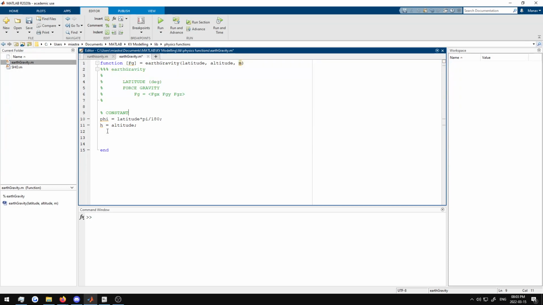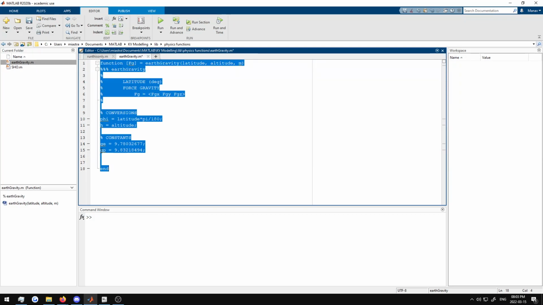Whoops, I guess these aren't really constants; they're more conversions. Going into the constants, it shouldn't be anything too crazy yet. We have gravity at the equator, which is 9.780326777. You might be wondering why that crazy amount of precision. I don't know, I just felt like it. You can use more or less depending on your application. And both of these values are copied from the Wikipedia page.